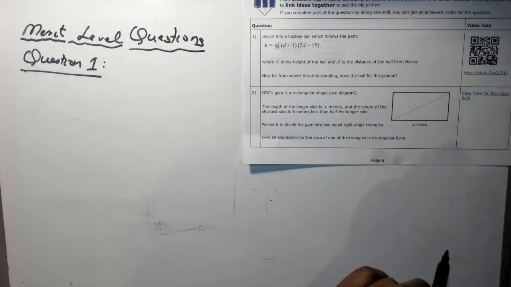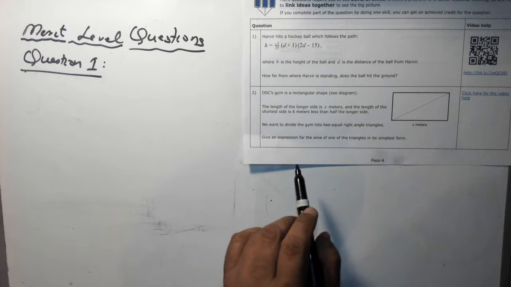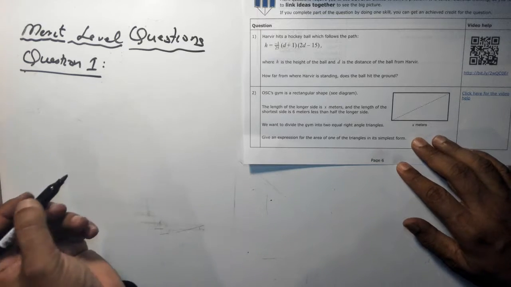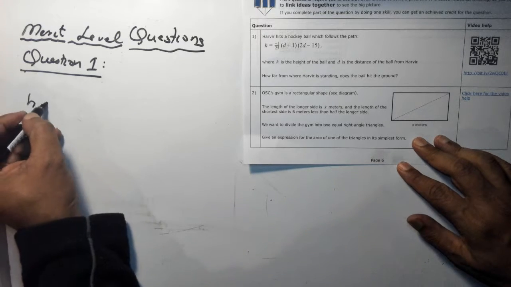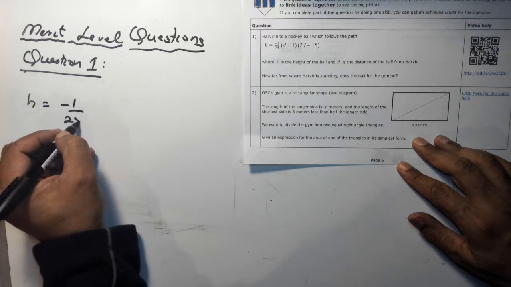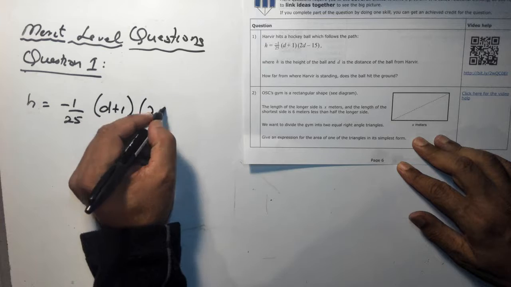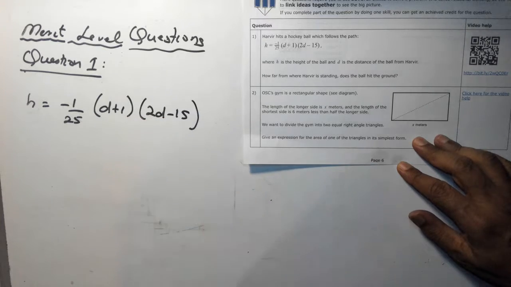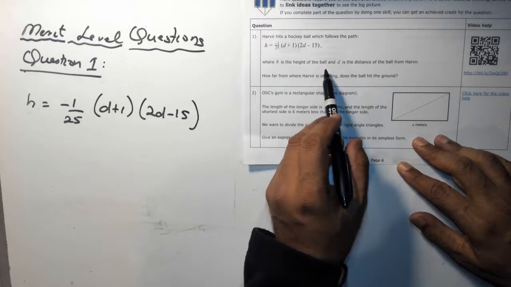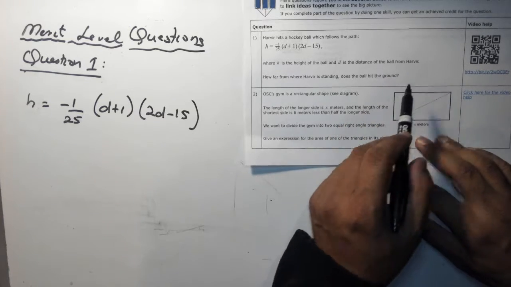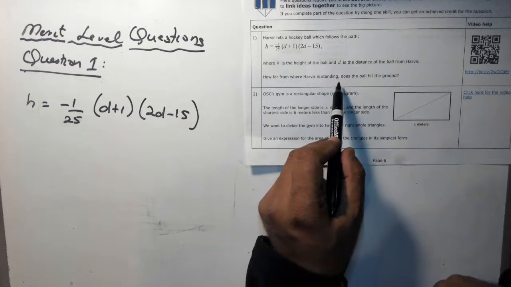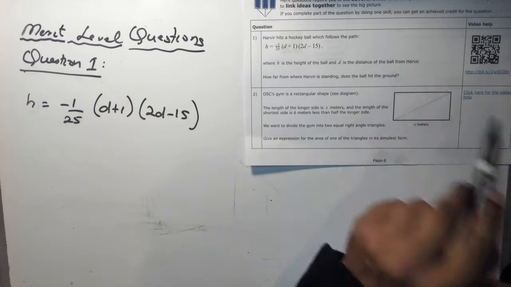So we're looking at merit level questions now, starting with question 1. Harveer hits a hockey ball which follows the path h = -1/25 (d + 1)(2d - 15), where h is the height of the ball and d is the distance of the ball from Harveer. How far from where Harveer is standing does the ball hit the ground?